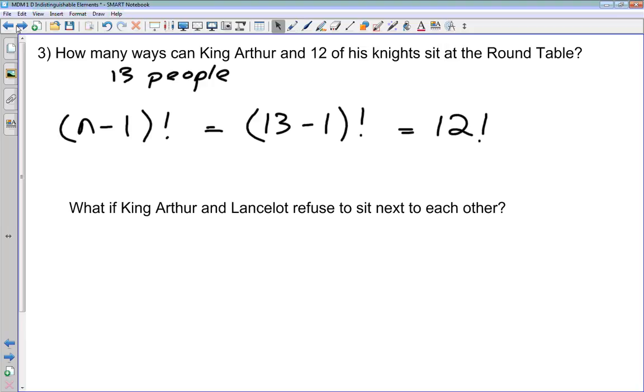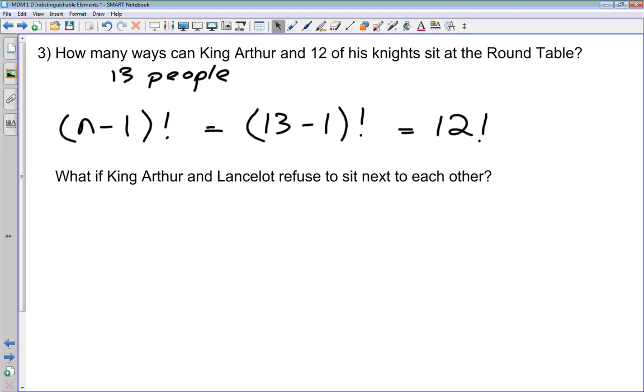Now, what if we add a little twist to the problem? King Arthur and Lancelot, one of the knights, refuse to sit next to each other. Now how many ways can we arrange these 13 people? Okay. So this is kind of indirect reasoning. It's hard to calculate directly how many ways we can arrange these things.